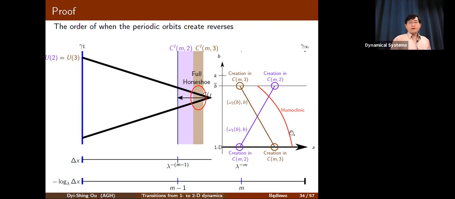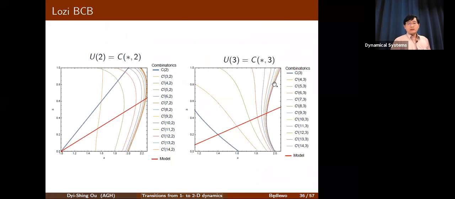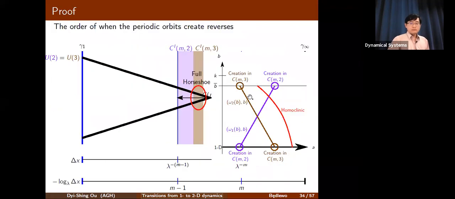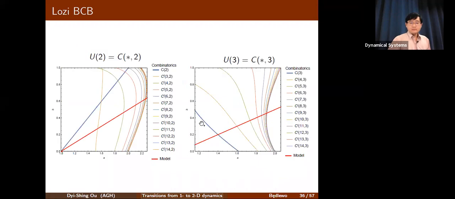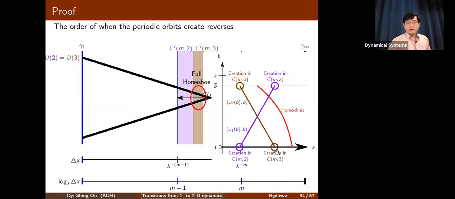So after doing some work, you'll figure out that the parameters such that the periodic orbits are created is a curve that connects here to here, and the parameters that create periodic orbits in CM3 is a curve from here to here. And then the intersection is transversal.